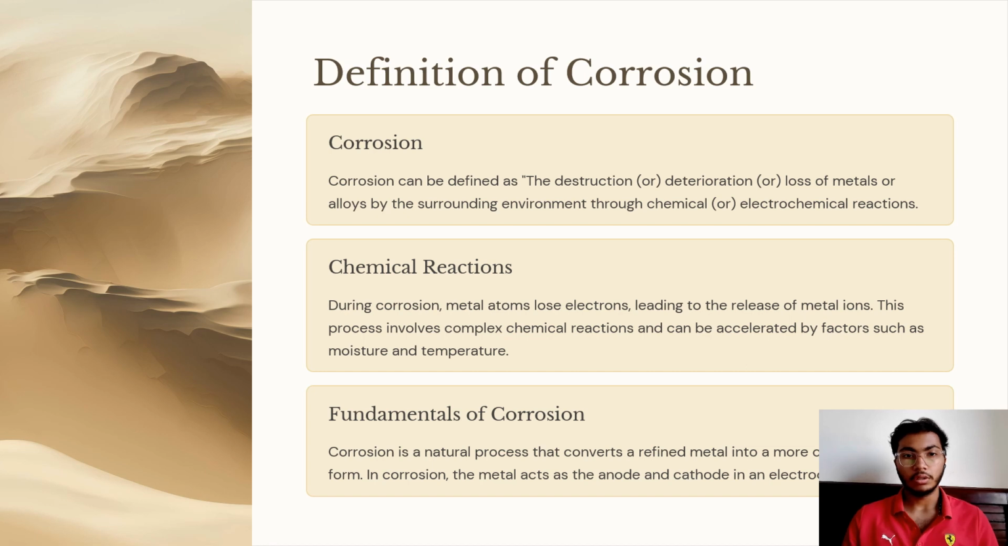Definition of corrosion. Corrosion can be defined as the destruction or loss of metals or alloys by the surrounding environment through chemical or electrochemical reactions. Chemical reaction. During corrosion, metal atoms lose electrons, leading to the release of metal ions. This process involves complex chemical reactions and can be accelerated by factors such as moisture and temperature. Fundamentals of corrosion. Corrosion is a natural process that converts a refined metal into a more chemically stable form. In corrosion, the metal acts as the anode and cathode in an electrochemical cell.